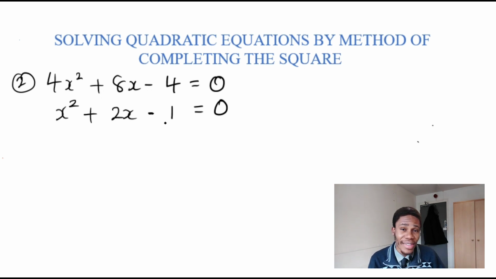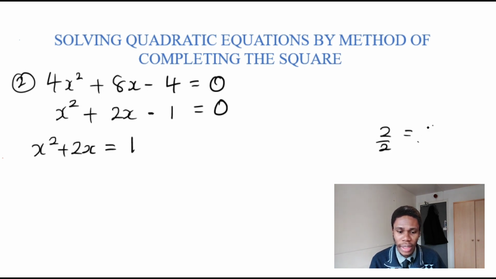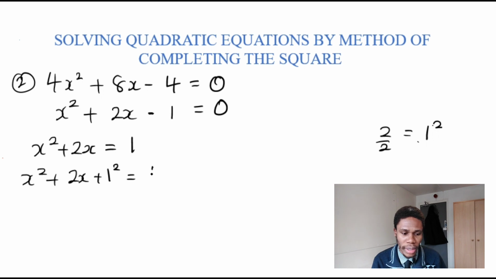So now what do we do? We move the negative 1 to the right hand side of the equation. So we have x squared plus 2x equals 1. Take the coefficient of x divided by 2. So 2 divided by 2, which is 1, and we square it. After squaring it, you add it to the left hand side and the right hand side. So x squared plus 2x plus 1 squared equals 1 plus 1 all squared.